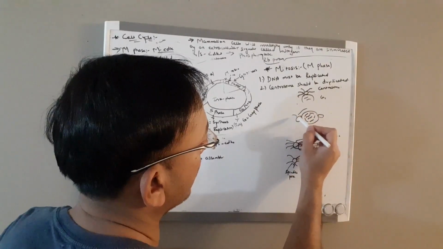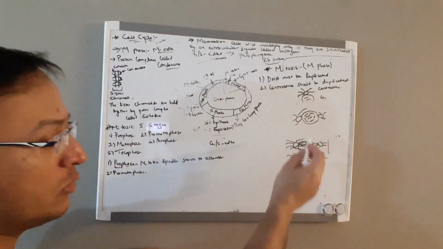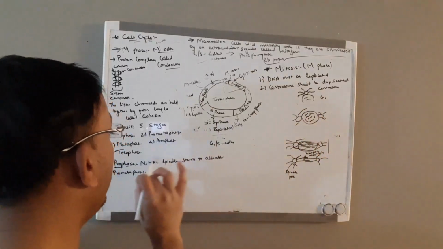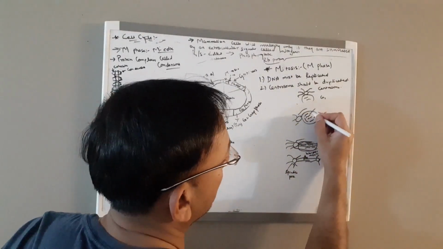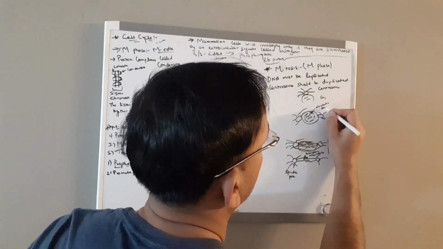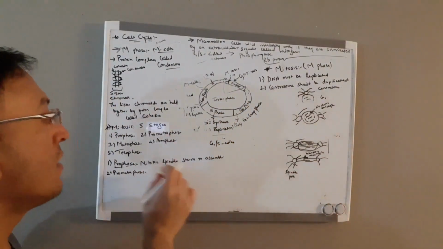I am just drawing, not overlapping it. So this is our centrosome that has formed. This happens in prophase, right? But in prometaphase, what happens? This is the nuclear envelope. I will write it down here. This is our nuclear envelope. So what happens in prometaphase?